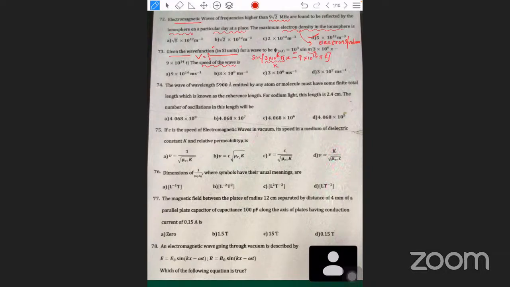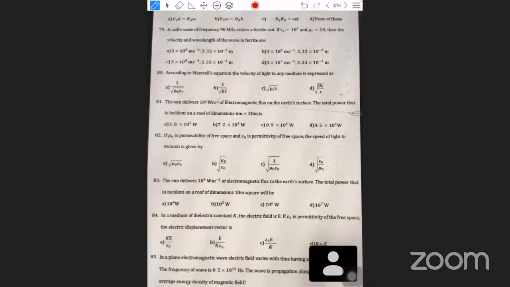And the coefficient of t is what? Omega. So the coefficient of t is omega. The coefficient of x is k. Now they are expecting you to find the speed of the wave. How to calculate the speed of the wave? You know that the speed of the wave is V is equal to F lambda.